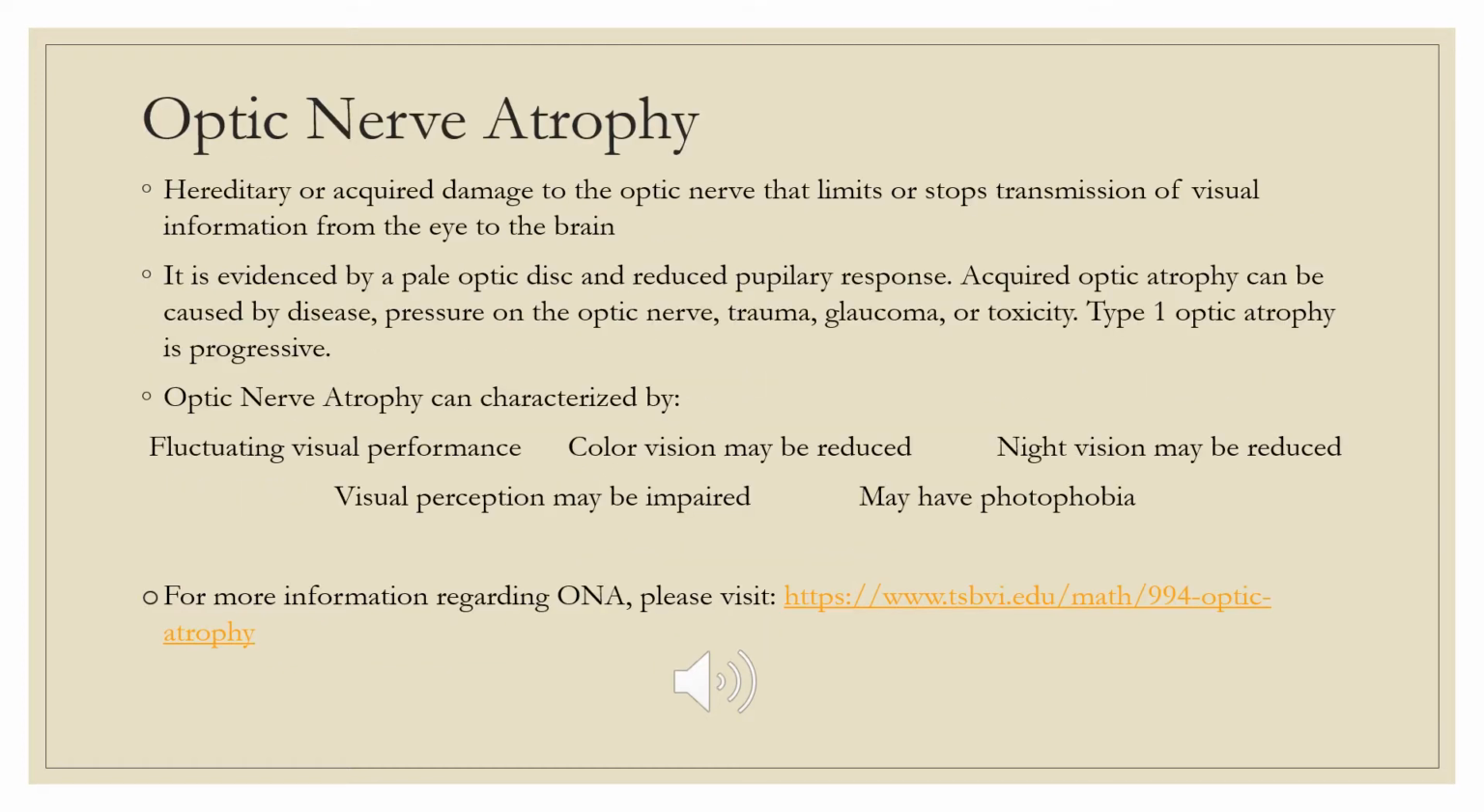Optic nerve atrophy is a hereditary disease or can be acquired by damage to the optic nerve that limits or stops transmission of visual information from the eye to the brain. Type 1 optic atrophy is progressive. Optic nerve atrophy can be characterized by fluctuating visual performance. Visual perception may also be impaired. They may have photophobia, and night vision may be reduced.